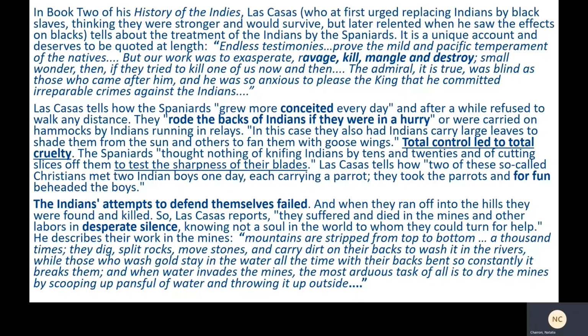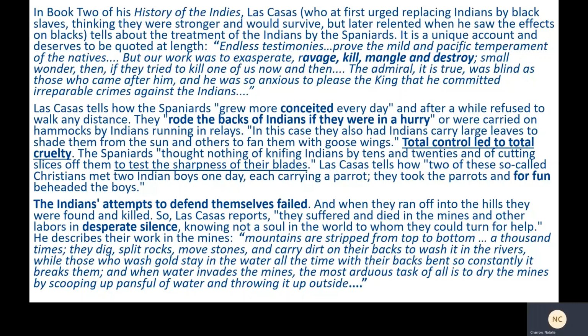The Spaniards thought nothing of knifing Indians by the 10s and 20s and of cutting slices off them to test the sharpness of their blades. Las Casas tells how 2 of these so-called Christians met 2 Indian boys one day, each carrying a parrot. They took the parrots and, for fun, beheaded the boys. The Indians' attempts to defend themselves failed, and when they ran off into the hills, they were found and killed.